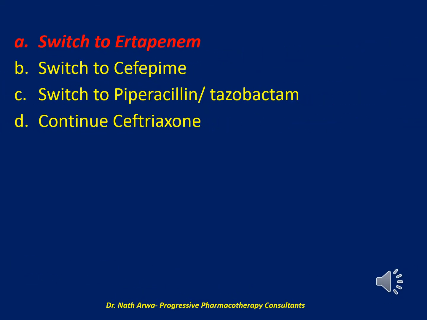And the correct answer is A. Switch to ertapenem. CTX-M is the most common type of ESBL in the United States. Ceftriaxone would be inappropriate for ESBLs. Piperacillin-tazobactam has limited usefulness in ESBL infections when the MIC is unknown. Unless the MIC is known, piperacillin-tazobactam would not be an appropriate empiric choice.